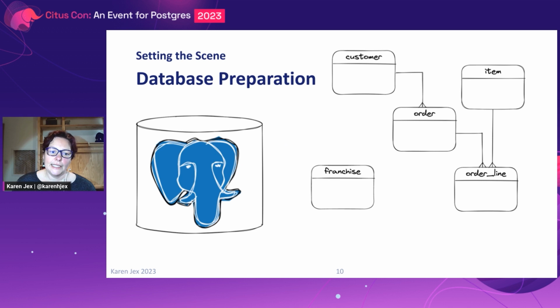You've created yourself a data model. You know you're going to need to add franchise to that at some point. And you know that you're going to use Postgres as your database, obviously. But what next? How do you know how many Postgres clusters you need? How many databases are you going to need? Do you need multiple schemas?